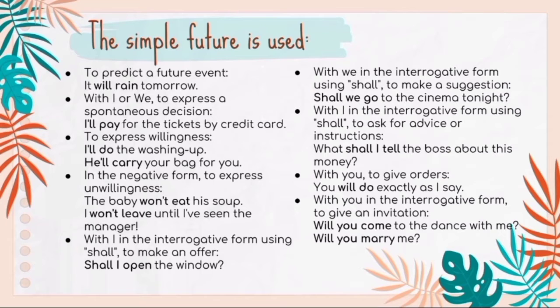Number 4. In the negative form, to express unwillingness. As an example, the baby won't eat his soup. I won't leave until I've seen the manager. Number 5. With I in the interrogative form using shall to make an offer. Shall I open the window? As an example.